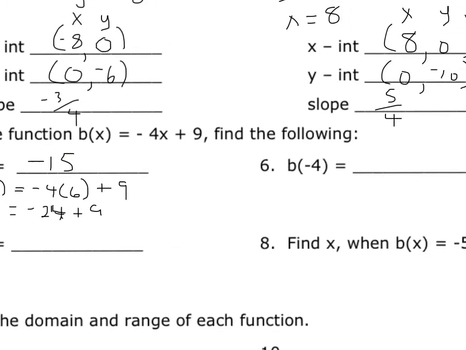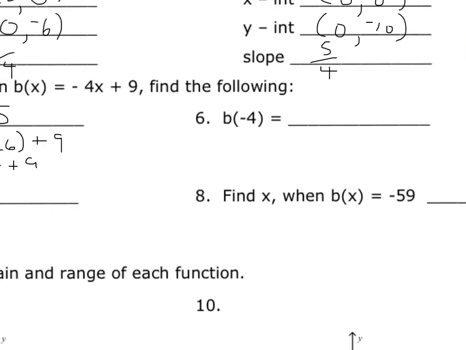Okay, number 6, we do the exact same thing. So this time we're going to substitute negative 4 in for x instead of 6. So negative 4 times negative 4 plus 9. Negative 4 times negative 4 is negative 16. Negative 16 plus 9 is 7. So the value is going to be 7.